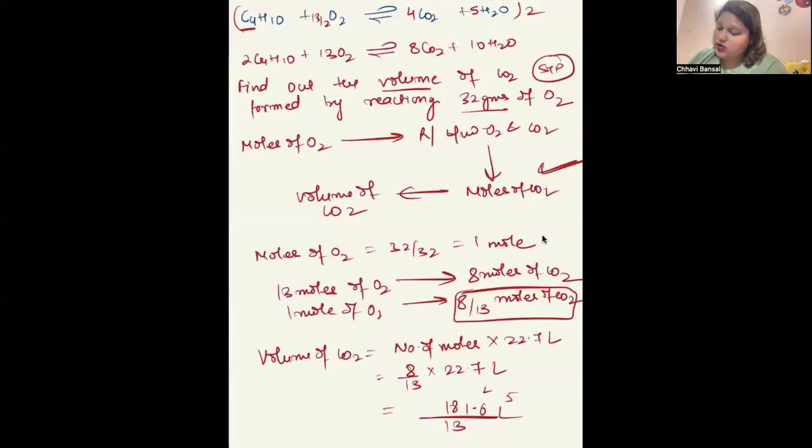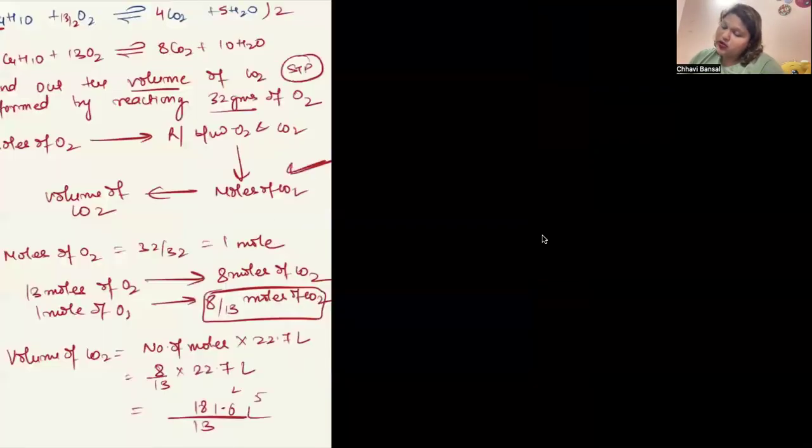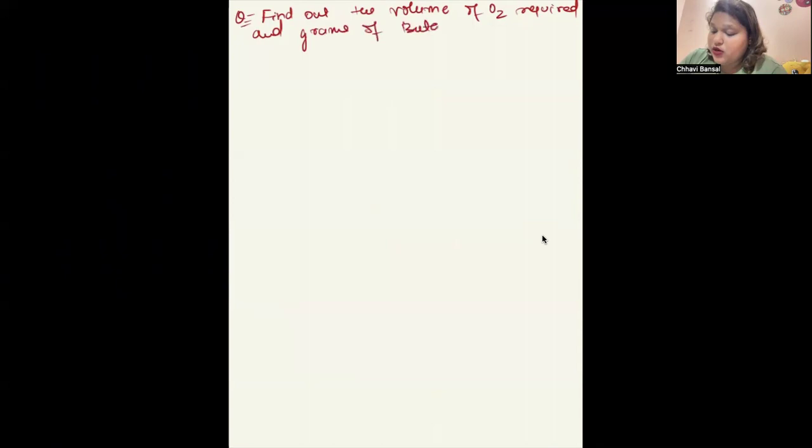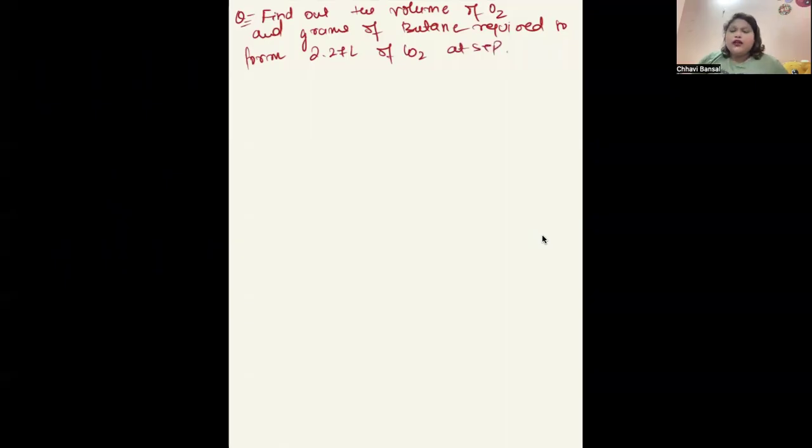Let's do another type of question. Find out the volume of O2 required and grams of butane required to form 2.27 liters of CO2 at STP. Okay. Again, very simple question.